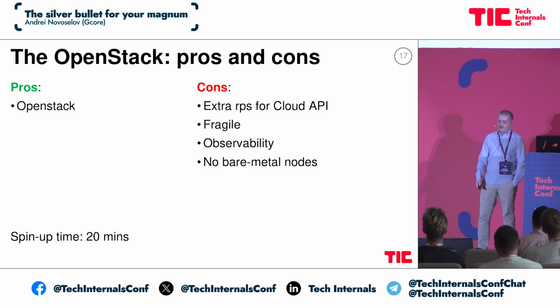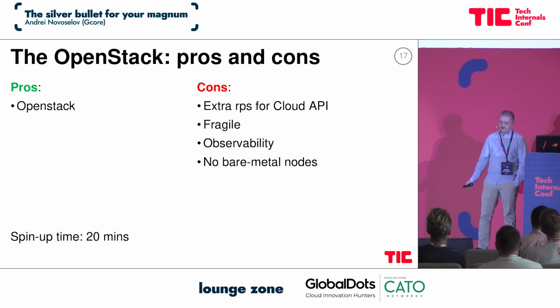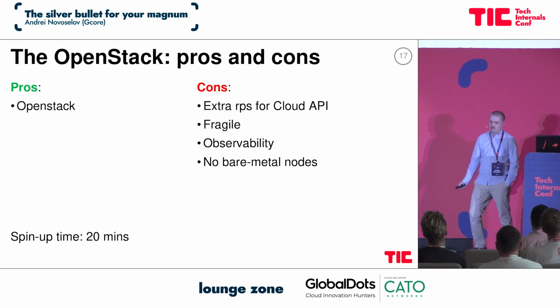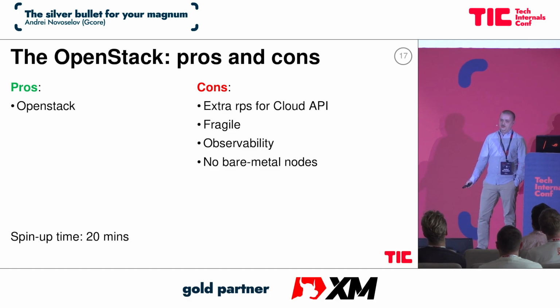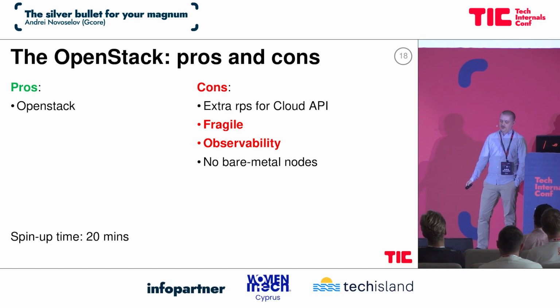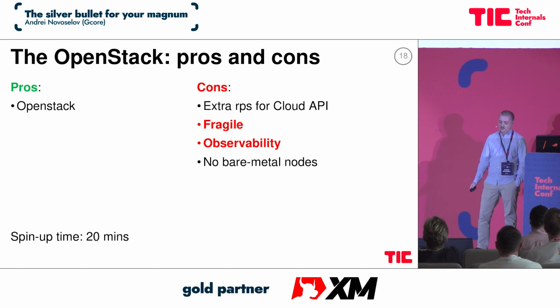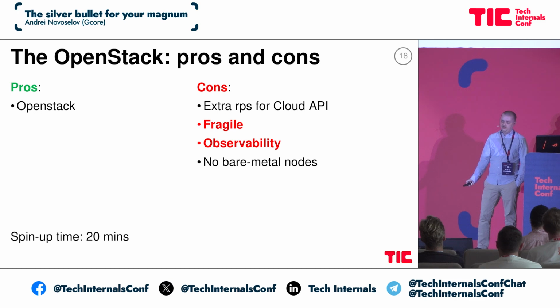Cons, well, we have extra RPS for our cloud API because it's proxying all the requests to Magnum. It's fragile, like really fragile, and there's a problem with observability. The control plane is inside the client's private network, and it's pretty tricky to get anything from the client's private network. And when we started, there were no bare metal nodes out of the box, only virtual machines. And the spin-up time for a Kubernetes cluster was 20 minutes on average. So the biggest cons are fragility and observability.